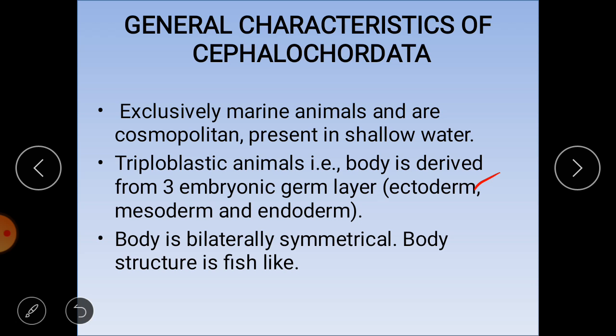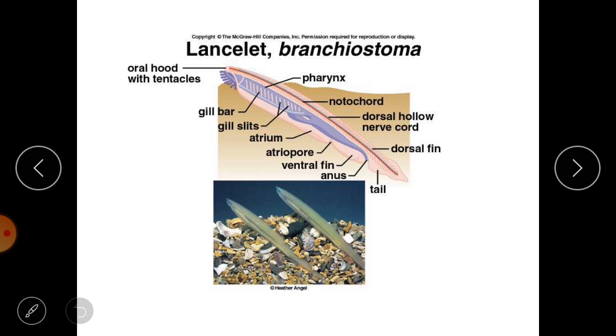The body is bilaterally symmetrical, meaning the body has lateral sides. Their body is fish-like, slender and elongated, looking similar to the body of a fish. In this picture you can see an example, the lancelet, which you have already studied. Branchiostoma is another name for it. This is the real picture of Branchiostoma. It is not actually a fish, but it looks like one.